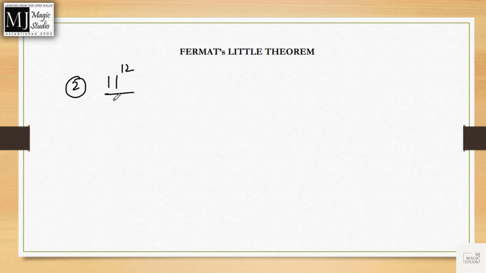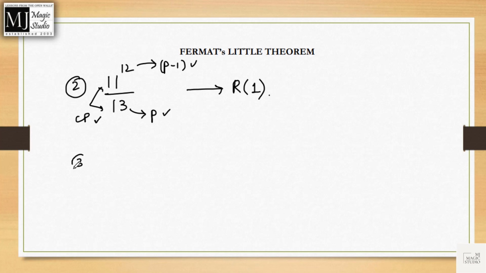11 to the power 12 is divided by 13. We need to find the remainder. We need to go for the check. 13, the divisor, is a prime number. Checked. Power is the totient number of 13, that is nothing but p minus 1. Check. 11 and 13 should be co-prime. Check. Then 11 to the power 12 when divided by 13 will always leave remainder 1. Let's take up one more. 3 to the power 5 is divided by 5.